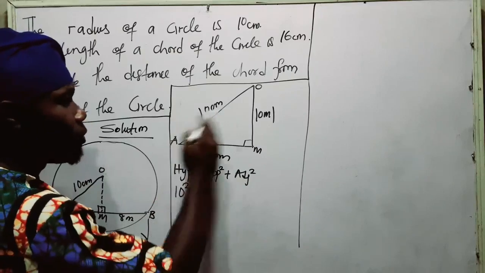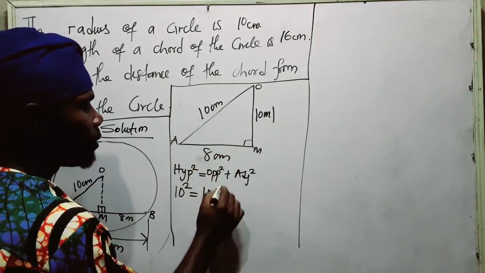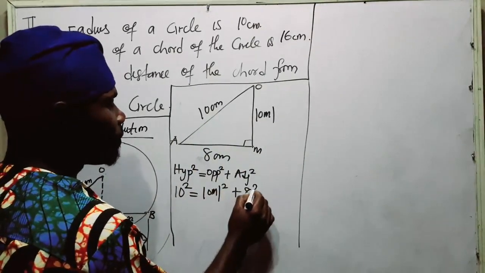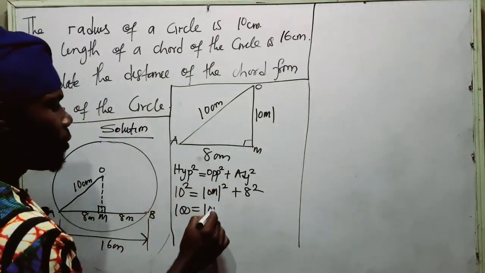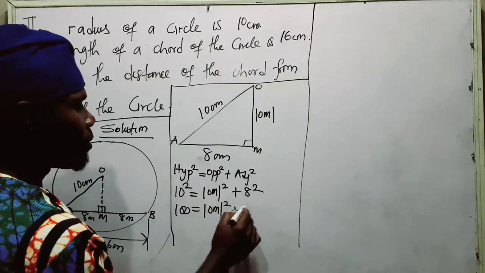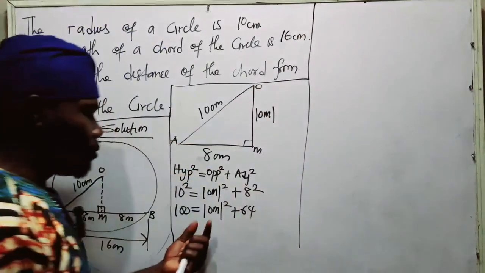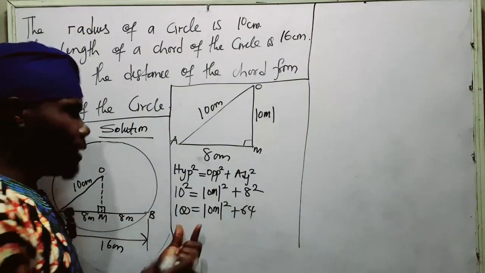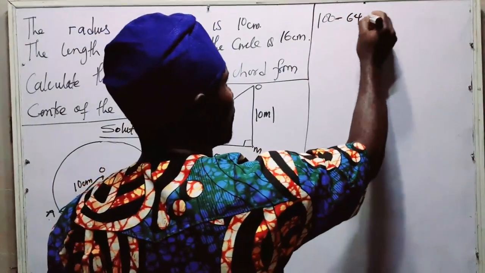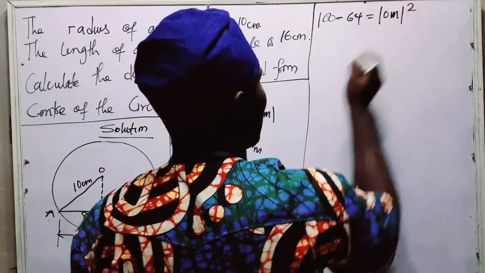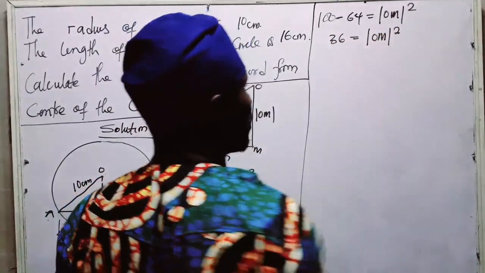So let's start with our hypotenuse. 10 squared is equal to, you can choose anyone to be opposite, you can say line OM squared plus 8 squared. So 100 is equal to line OM squared plus 64. Let's shift 64 to this side to have 100 minus 64 is equal to line OM squared. So we have 36 is equal to line OM squared.